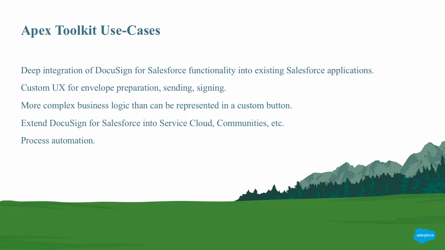So why might you use the Apex Toolkit? Well, if you want the deepest level of integration possible with DocuSign for Salesforce, you do that. You might have an existing application that you want to add some DocuSign functionality into. This will work for that. Maybe you have a custom UX for envelope sending or signing or whatever. You don't need to use our UX. You have complicated business logic. You might want to extend DocuSign somewhere where we're not currently, such as Service Cloud or your communities, and also process automation, of course. A lot of these things you can accomplish by using some of the methods I mentioned earlier, but if you really want to get down and dirty with the code, this is the way to do it.